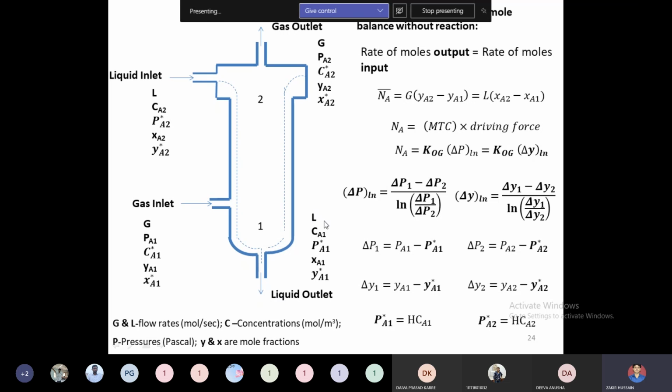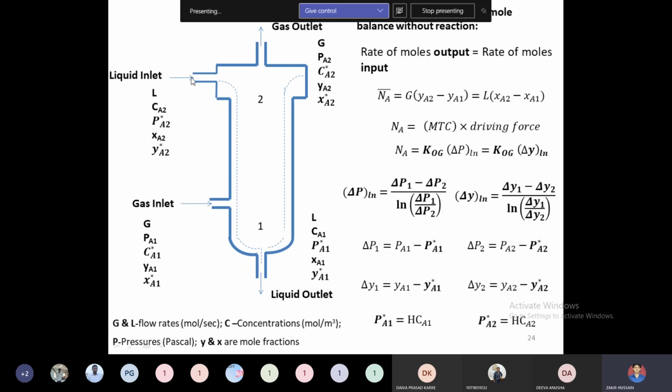So the outgoing liquid will have the same flow rate as the inlet L, whose units are mole per second, and the concentration at this point is Ca1, the equilibrium partial pressure is Pa1 star, the mole fraction in the liquid phase is Xa1, and similarly the equilibrium mole fraction in gas phase is Ya1 star. So these are the notation schemes which are applied for the wetted wall tower.